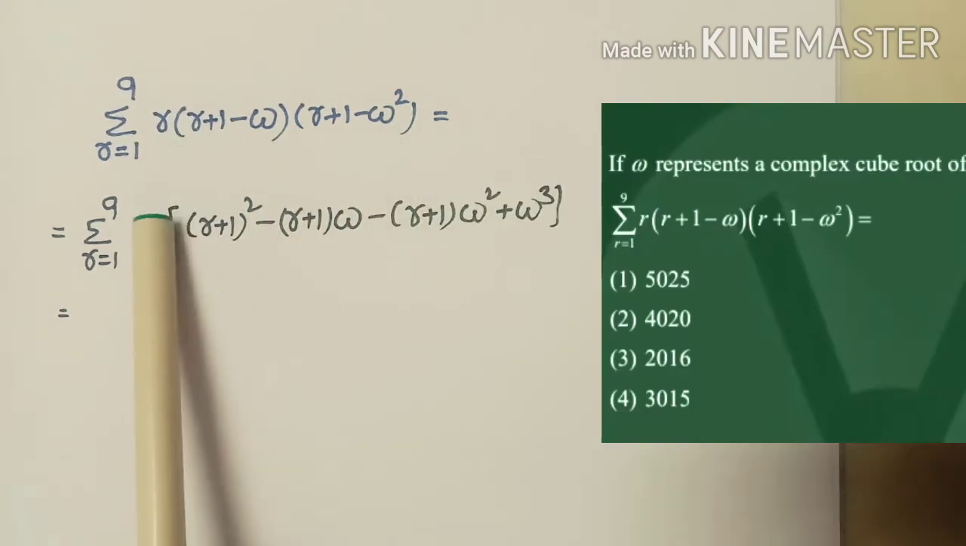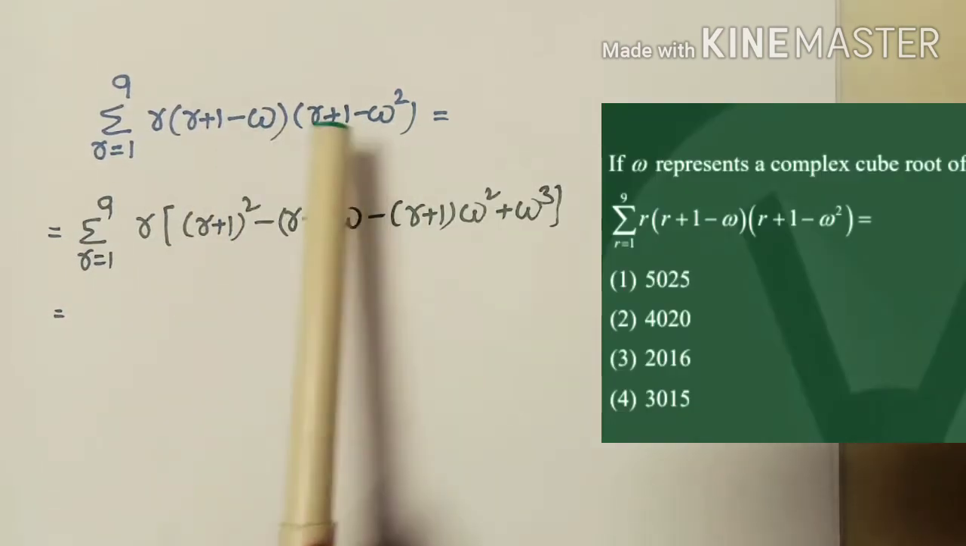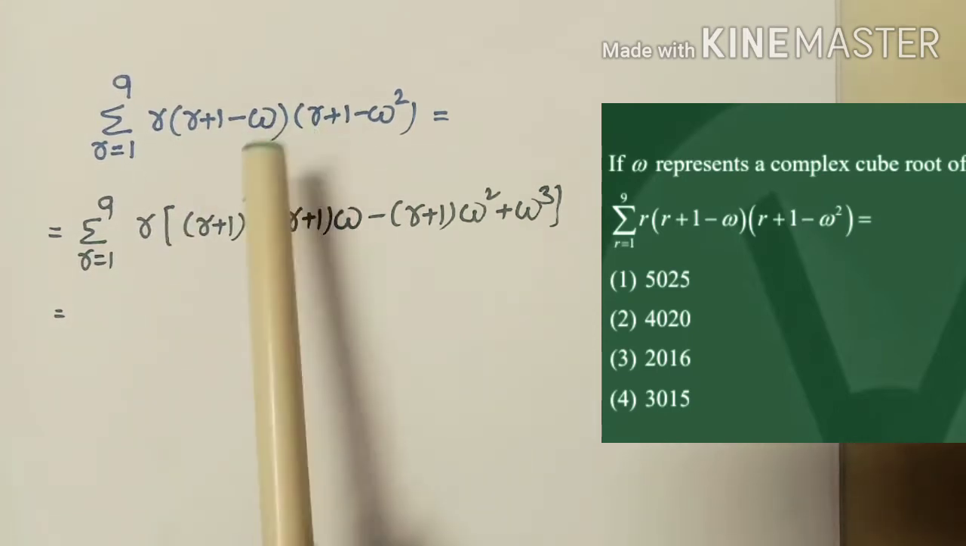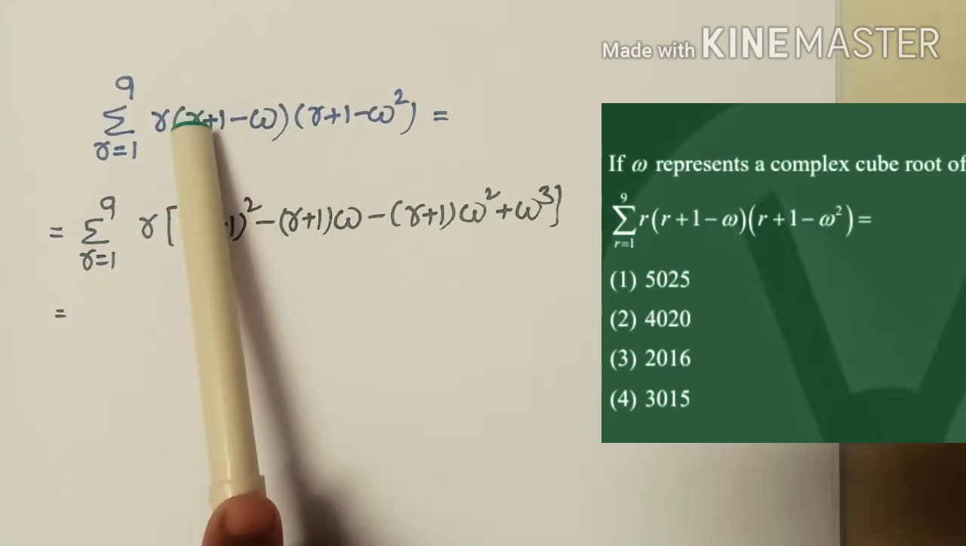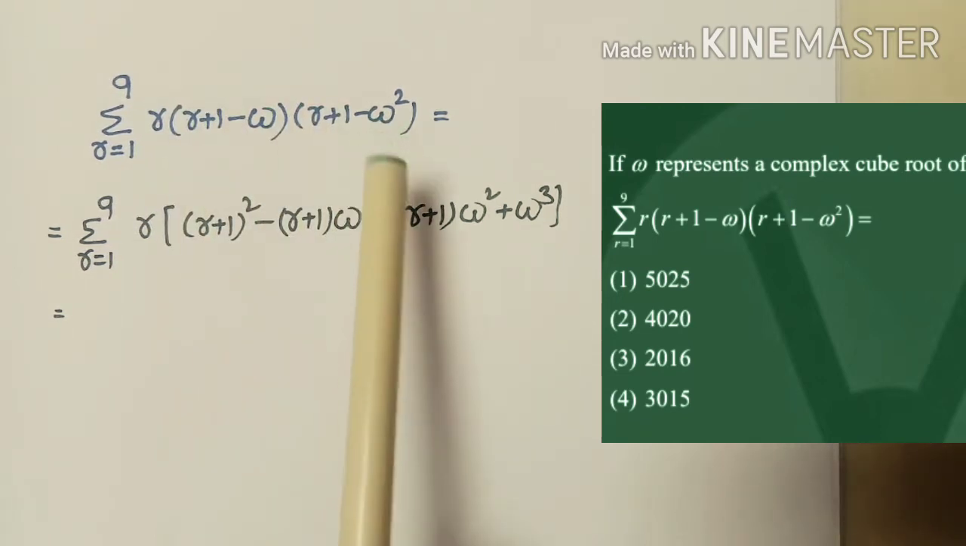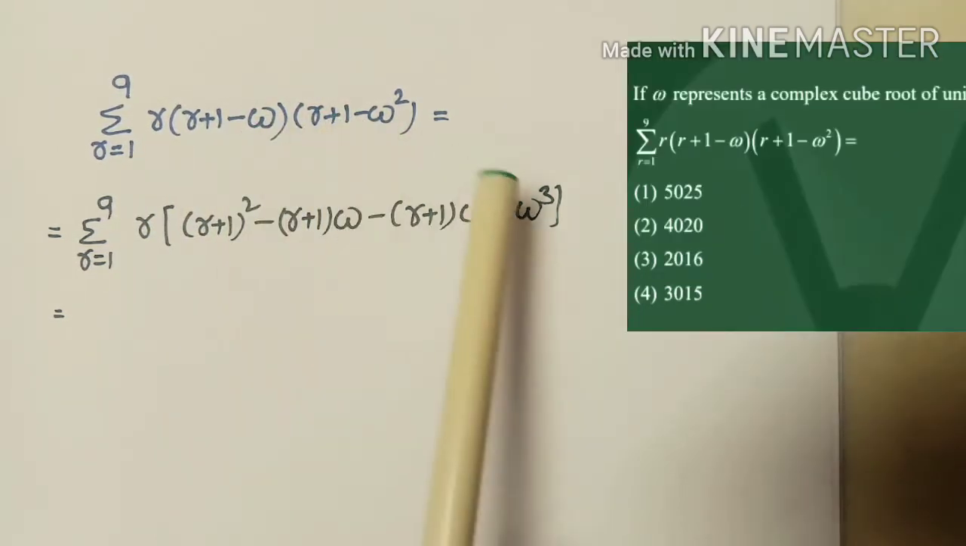So first we take the product of the second and third terms here. So this is r into (r plus 1) into (r plus 1), that is (r plus 1) whole square, minus (r plus 1) into omega, minus (r plus 1) into omega square, plus omega cube.